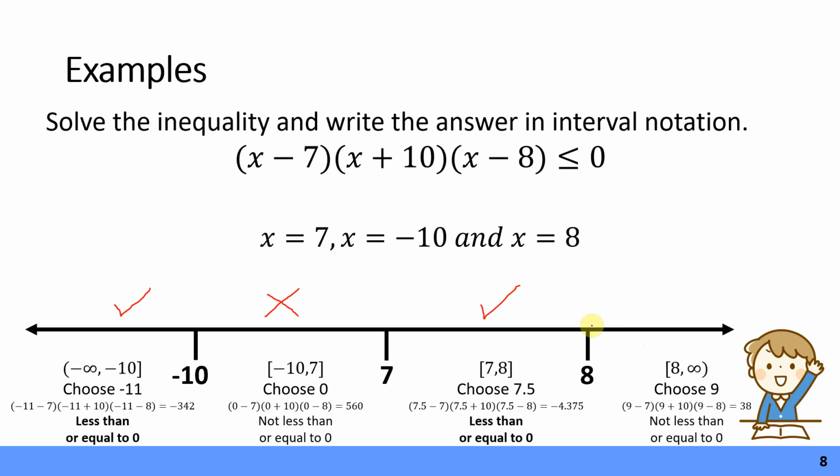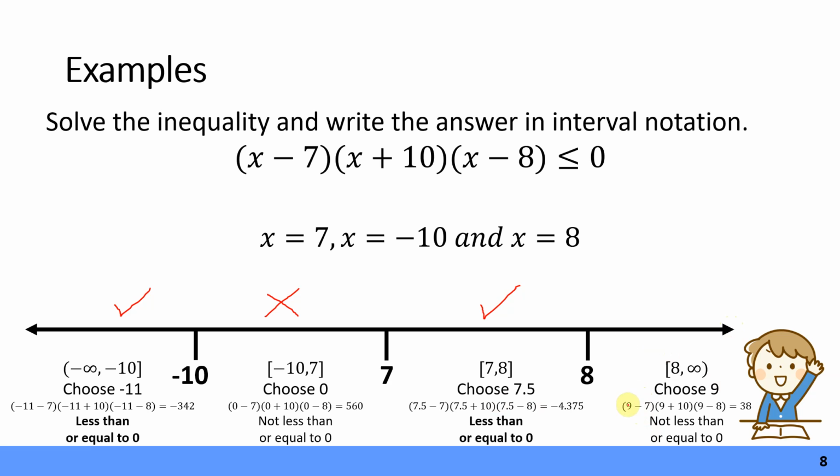The last part is from 8 to infinity. Again, infinities always go with parentheses. Now you could choose whatever number you want. 8, you cannot use 8, but you could use 9, 10, 11, 12, 13, 14, all the way to infinity. So if for some reason the number 3,584 is your favorite number, you could use that number. But again, to keep things simple, I used a 9.